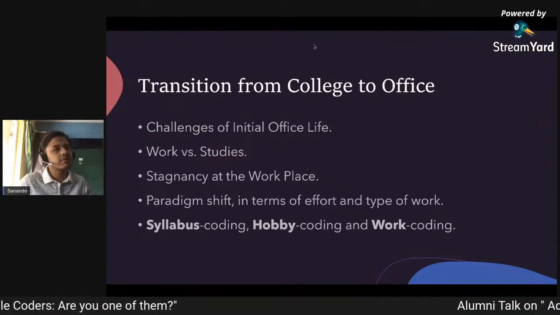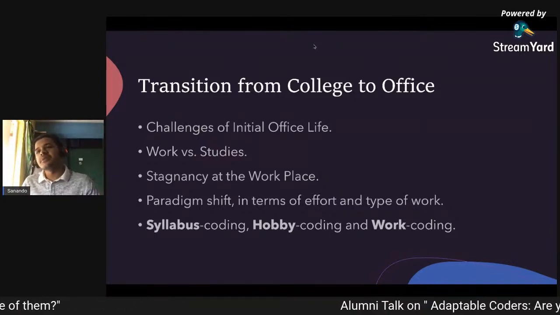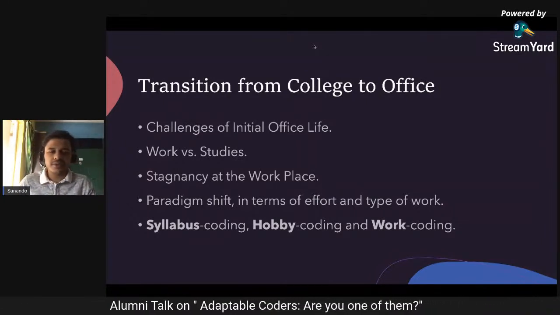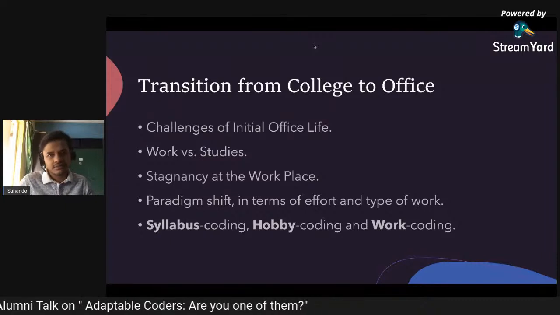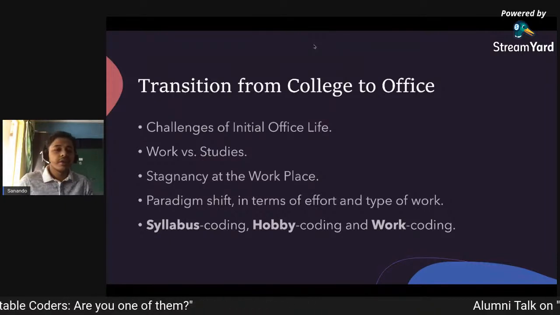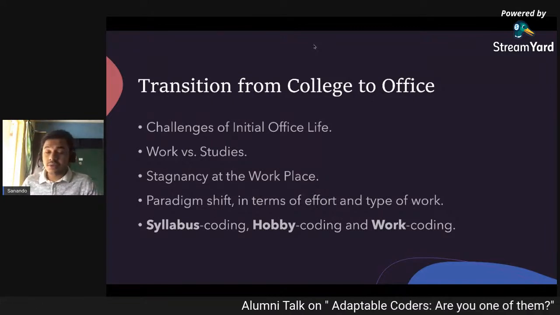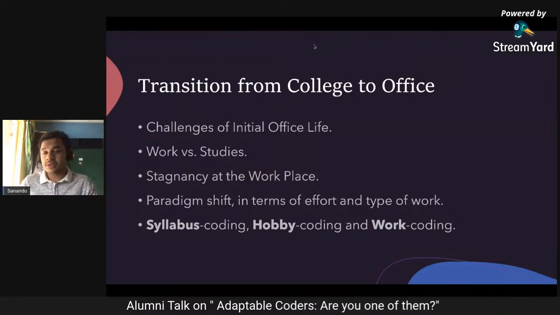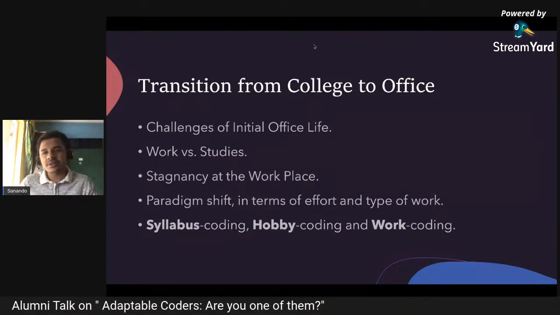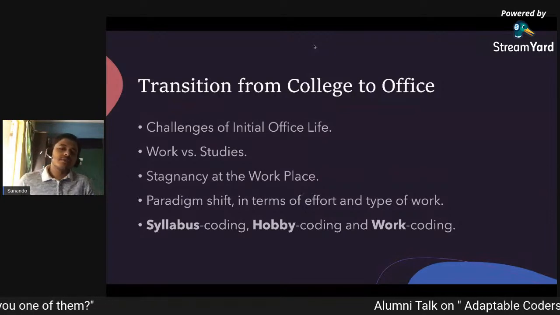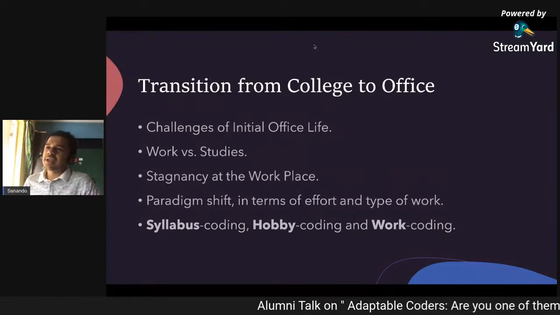So hobby coding instills in you a sense of algorithms, which you can further continue with in the office. Work coding, on the other hand, is for those of you who are hobby coders and love coding, and really enjoy your programming sessions in HackerRank or whatever. Work coding is something that is entirely different.